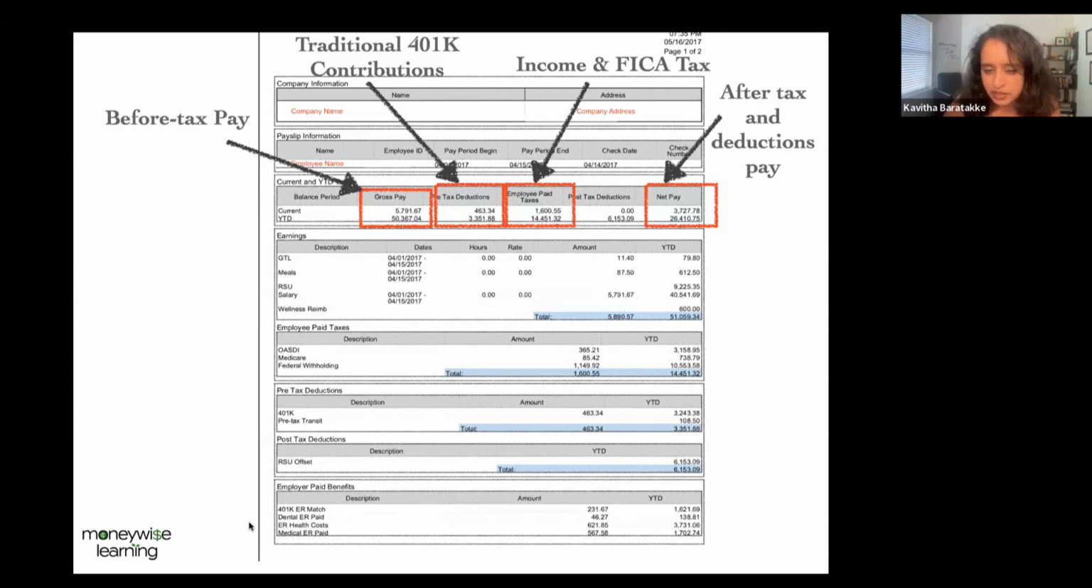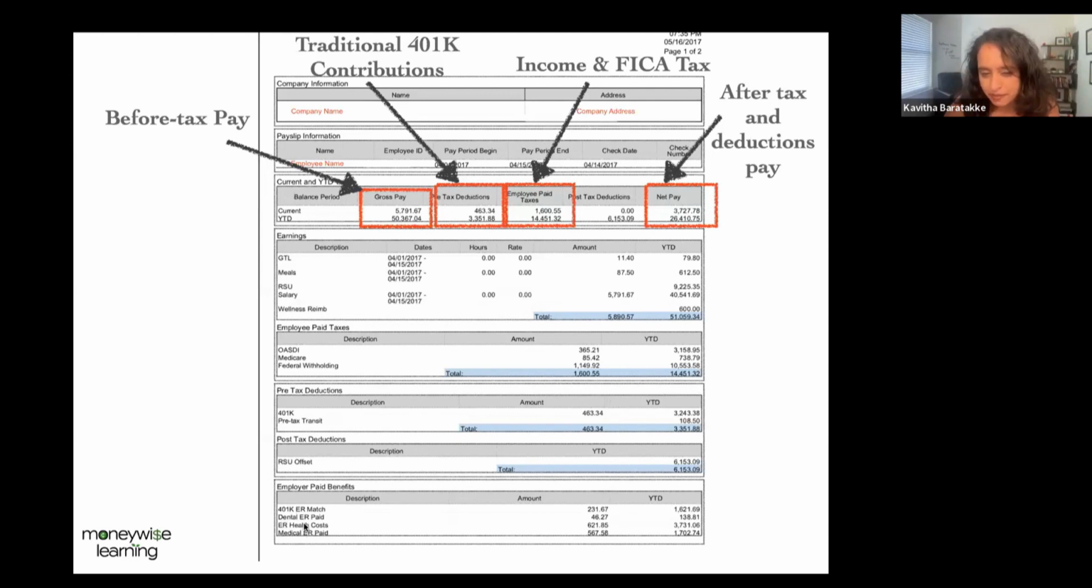So notice here that the employer also pays some benefits. Employer, not you, pays benefits. They are matching your 401k, 401k ER match. That's 231. You put money into the 401k, 463. They are matching 50%. Remember, I told you they can match 100% or 50%. In this case they're matching 50% at 231 because you put 463.